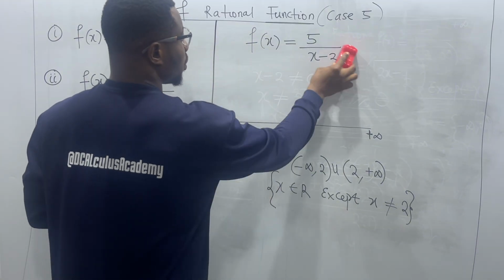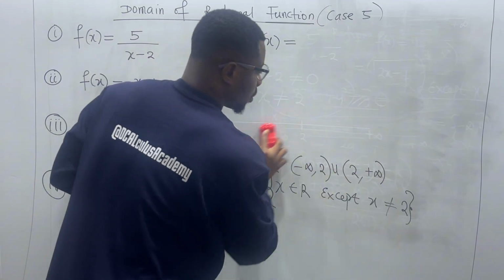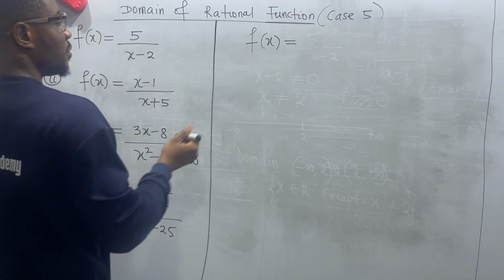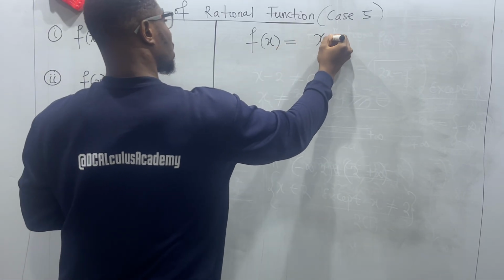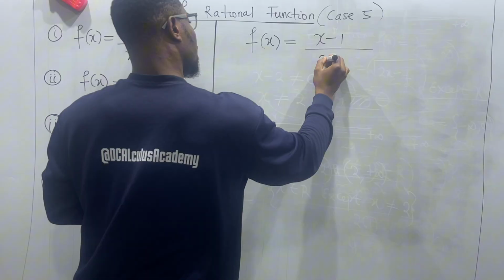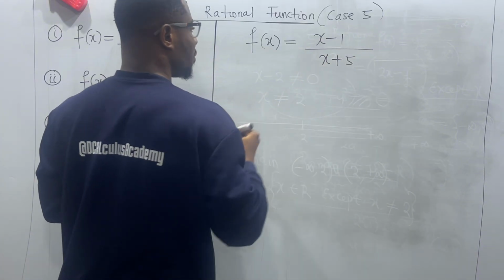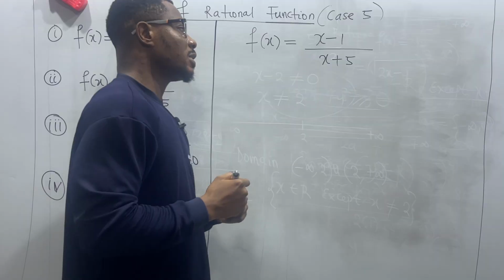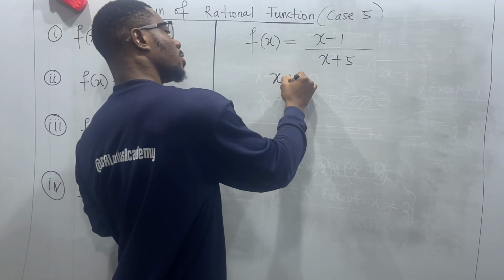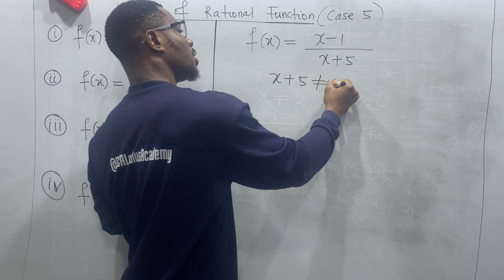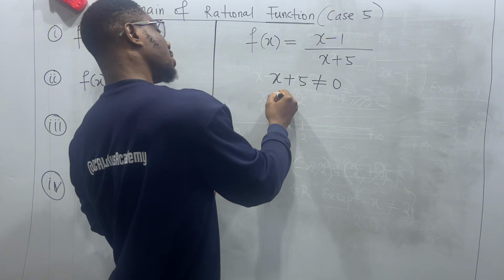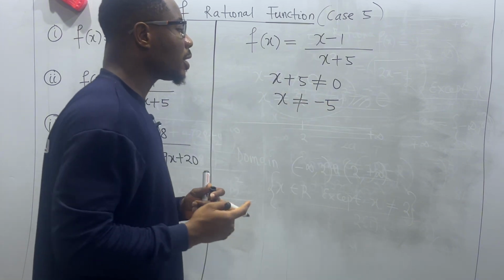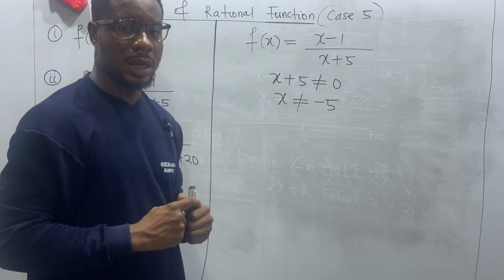For the second question, the function is f of x is equal to x minus 1 over x plus 5. Now, we are still having the same rational function here. For the function to exist, the denominator x plus 5 should not be 0. That's what it means. So it means that x should not be minus 5. Any other number except minus 5 can go in.